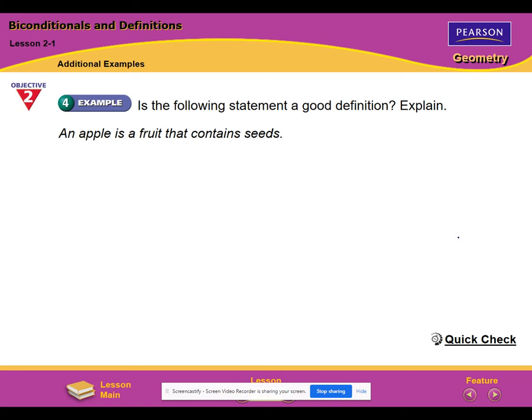But really, in a geometry sense, and again, I know it's about language, but in a geometry sense, the problem here is that it's not reversible. A fruit that contains seeds is an apple. Let's make it an if-then statement: if a fruit contains seeds, then it is an apple, is a false statement, okay? So this is not a good definition.